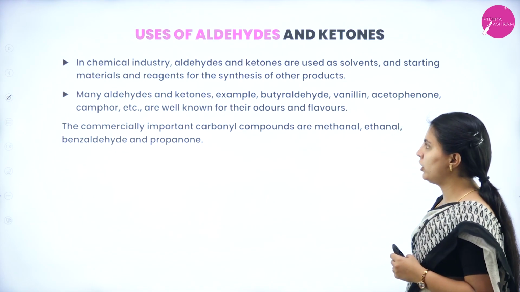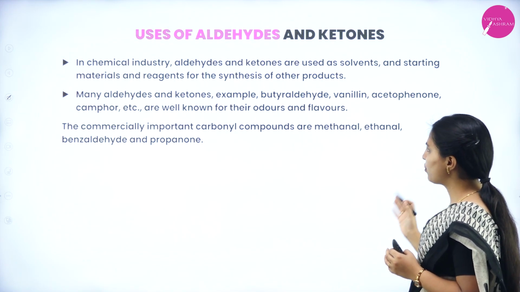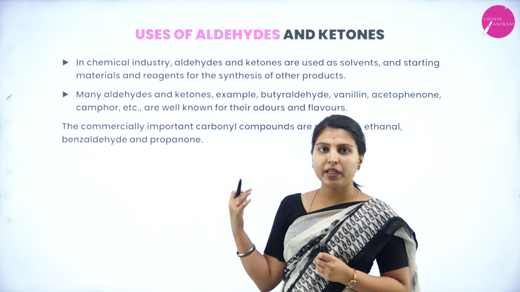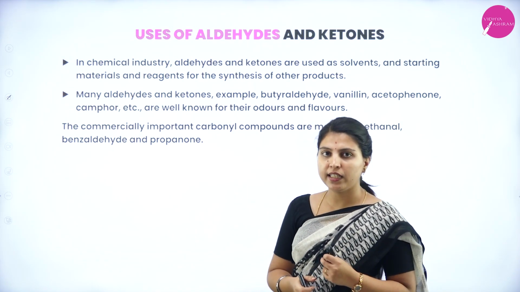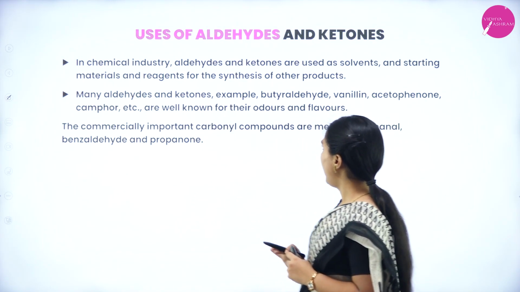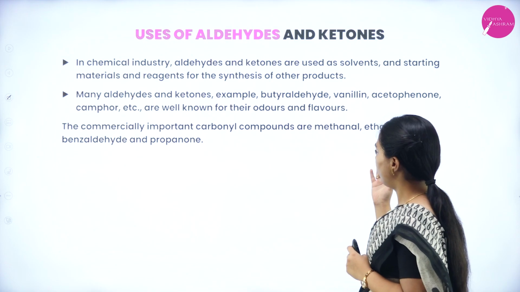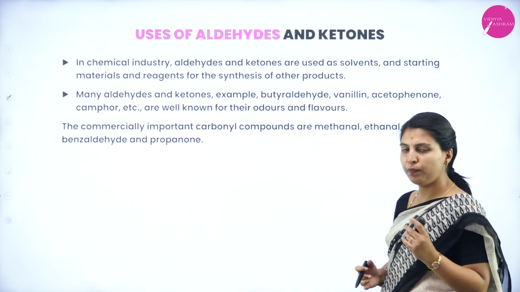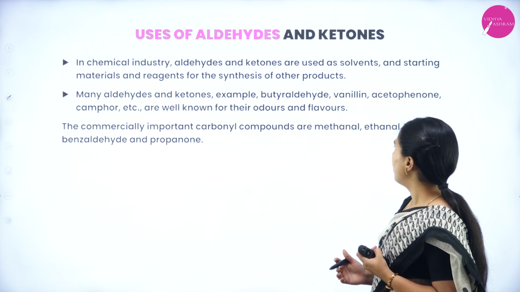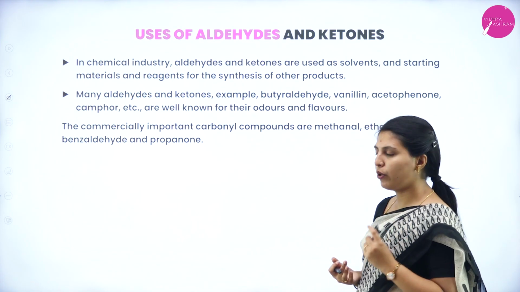Uses of aldehydes and ketones. In chemical industry, aldehydes and ketones are used as solvents and starting materials and reagents for the synthesis of other products. Many aldehydes and ketones, for example butyraldehyde, vanillin, acetophenone, camphor, etc., are well known for their odors and flavors. Camphor you know already, that is a name for an odoring agent only. So butyraldehyde, vanillin, acetophenone, these are all flavoring and good odoring reagents.